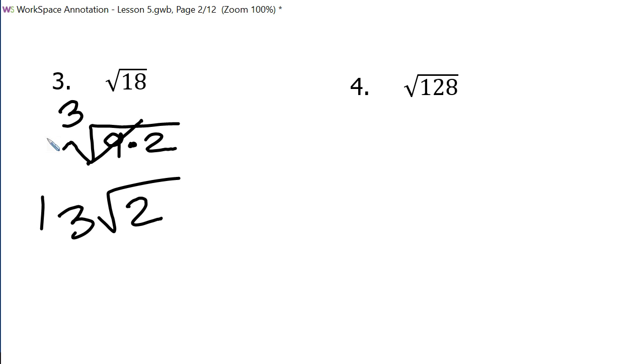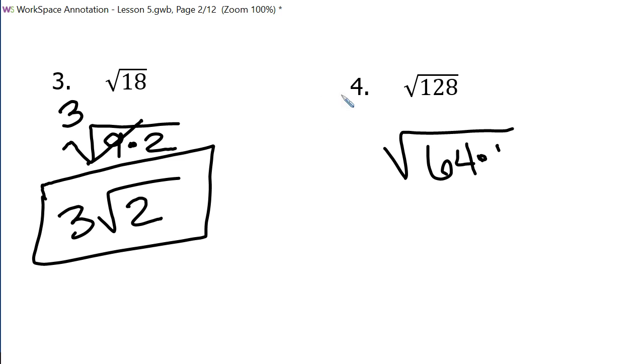Next one, number 4. We have the square root of 128. Is 128 a perfect square? No. So you need to find the largest perfect square for 128. And what's the largest perfect square for 128? 64. 64 times what? 2.